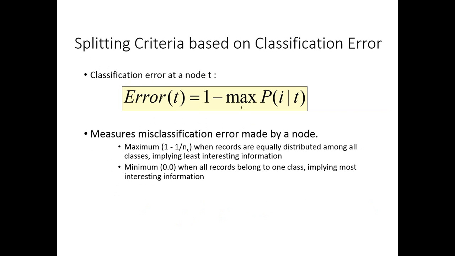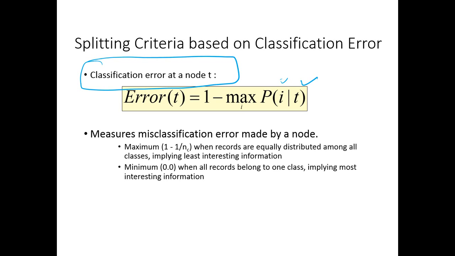The third one we have seen is classification error. Apart from Gini and entropy, you can also use classification error. Classification error at node t is nothing but 1 minus the maximum of the probability of class i given t. t is just the node and i is the number of classes, the probability of happening of the class. So you use misclassification error by the node.